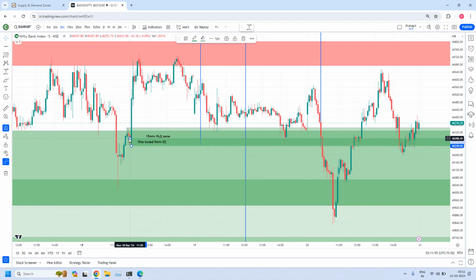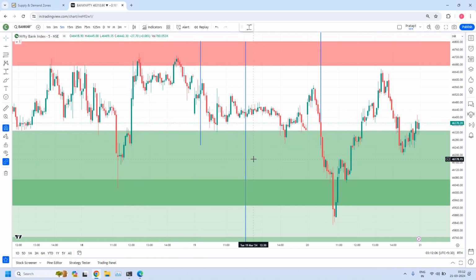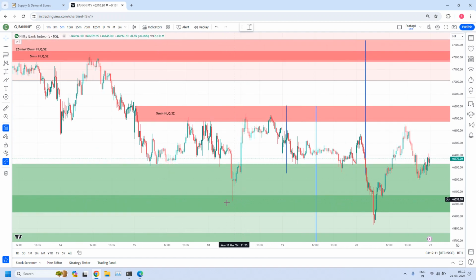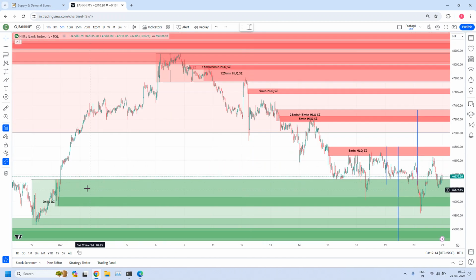Because we already learned in our lesson 16 when a zone will be violated. That's why we predicted yesterday. So there is no more this 15 minutes high liquidity zone now. And I also told you yesterday, even this zone will be violated. Why? This is not a high liquidity zone, but this is a fine-tuned zone inside the daily demand zone. What is a fine-tuned zone? Inside daily, we identified a 75-minute zone. Inside 75 minutes, we identified a 15-minute zone. Inside 15 minutes, we identified a 5-minute zone. That is the order flow.